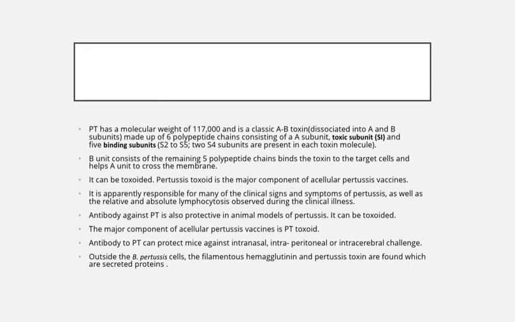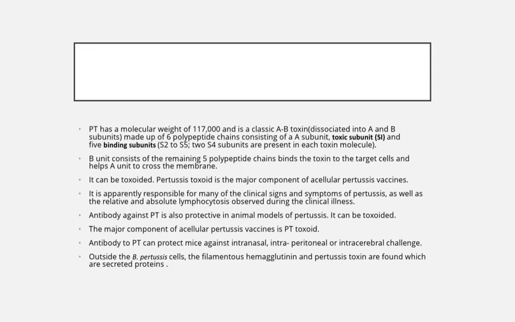Antibody against PT is also protective in the animal models of pertussis. It can be toxoided. The major component of the acellular pertussis vaccine is PT toxoid. Antibody to PT can protect the mice against the intranasal, intraperitoneal, or intracerebral challenge.